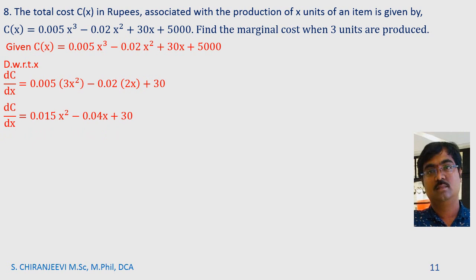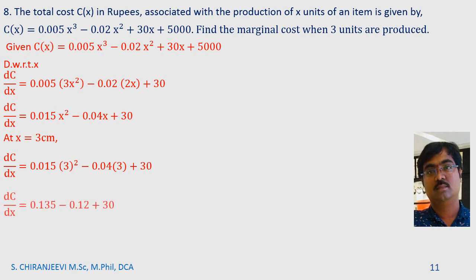So dC by dx equal to 0.005 into 3x square will become 0.015 x square, minus 0.02 into 2x will become 0.04x, plus 30. At x equal to 3, dC by dx equal to 0.015 into 3 square minus 0.04 into 3 plus 30. dC by dx equal to 0.015 into 9 will become 0.135, minus 0.04 into 3 will become 0.12, plus 30. Simplifying, dC by dx equal to rupees 30.015.